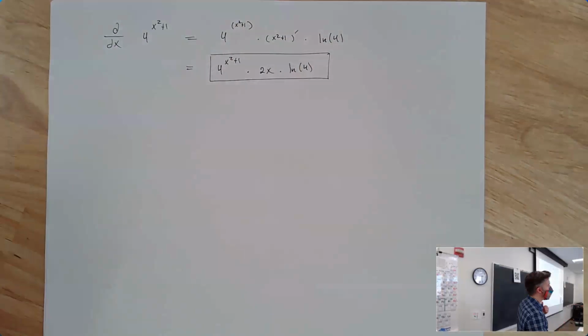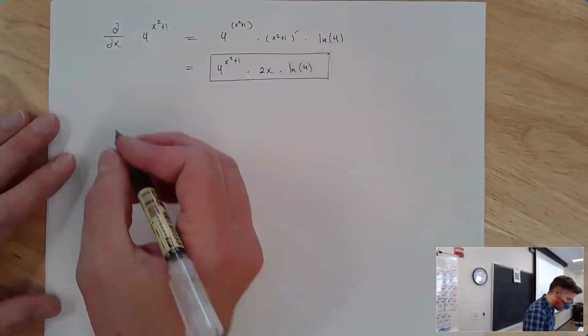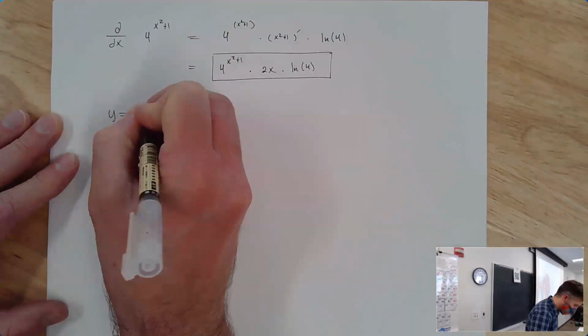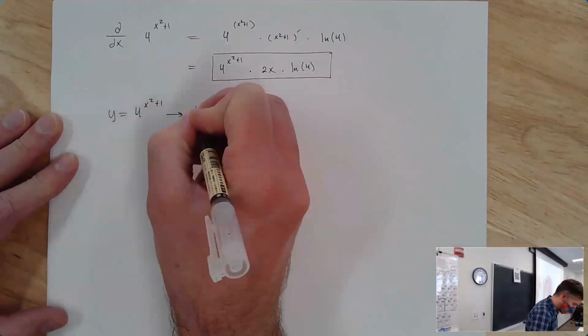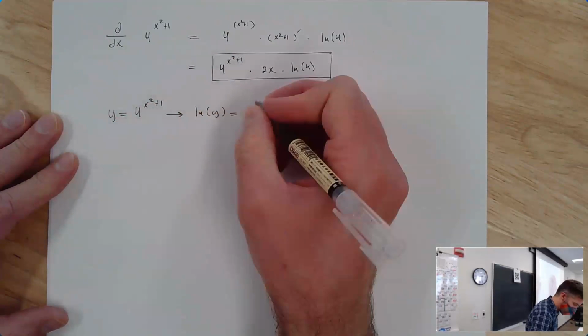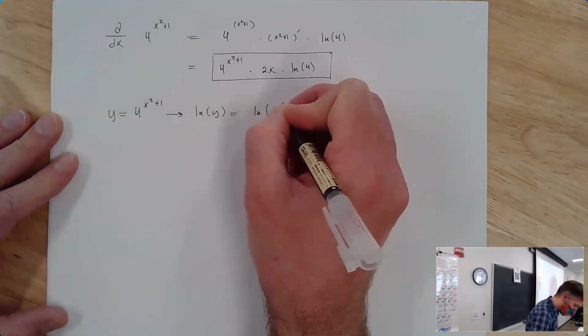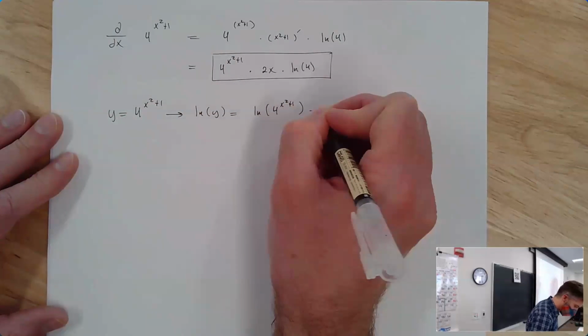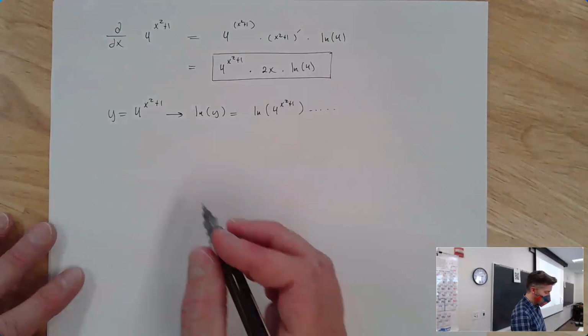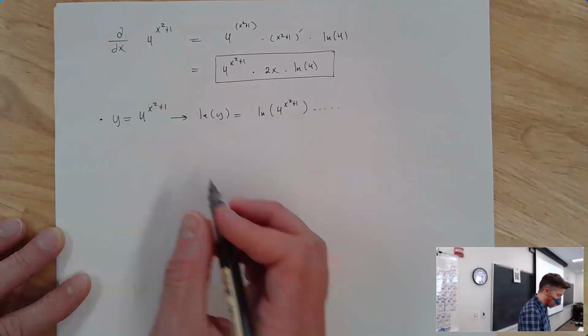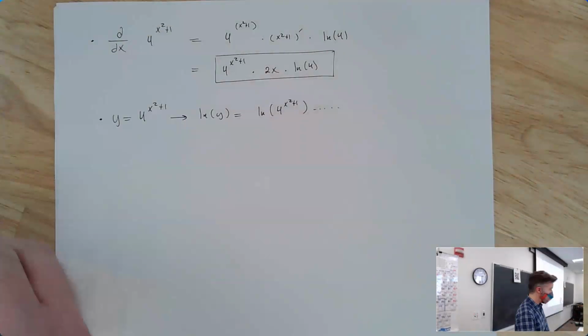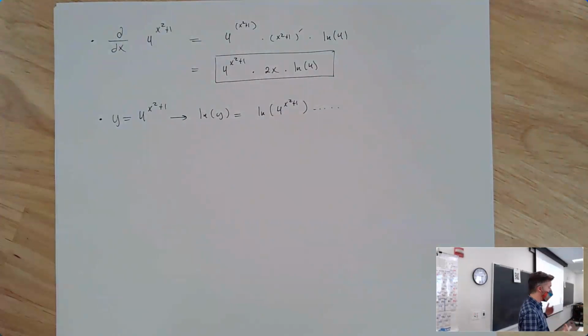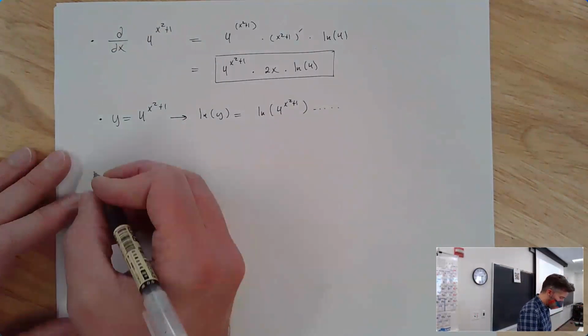You could also do it the longer way, where you said y is equal to 4 to the x squared plus 1, and then you take the natural log of both sides. I don't really want to do that, but you could do it this way. The point is not to do this kind of problem this way, though. The point is that there are actually some problems where we do have to use this method because nothing else really works. And here is what I'm talking about.